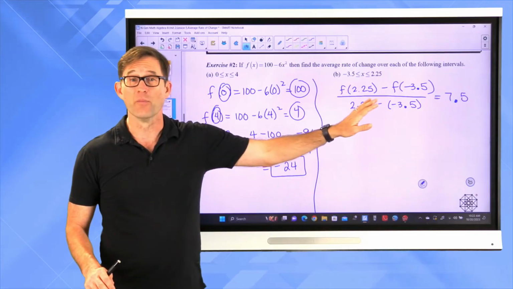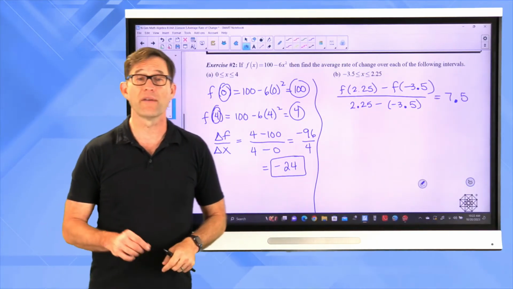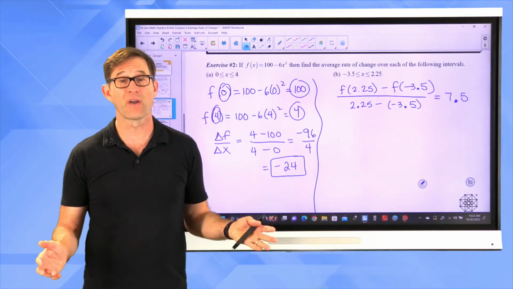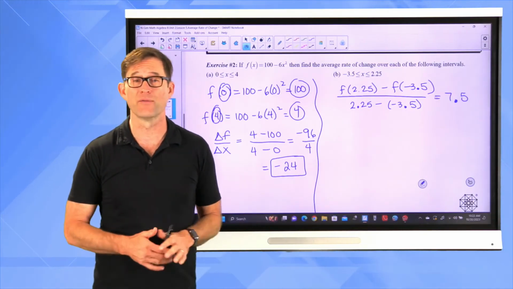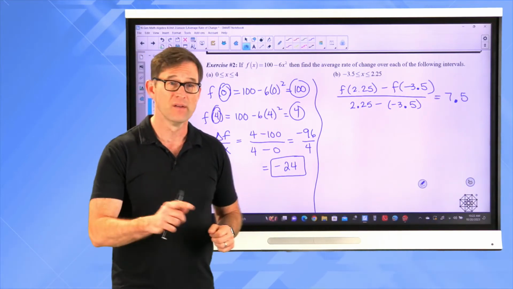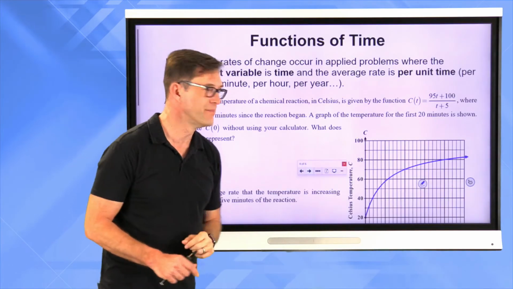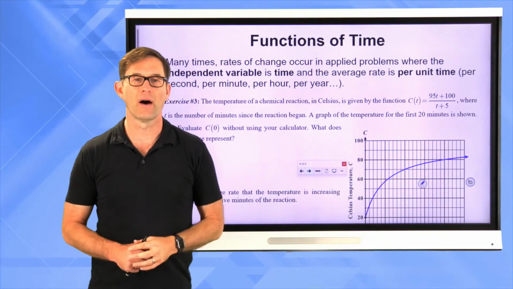But it's wonderful because if you've got a formula, your calculator can crank through that function notation for you. Of course, you've got to have a formula, so that's not going to work if you're working off of a table or a graph or something like that. Speaking of, let's keep going. All right, functions of time.